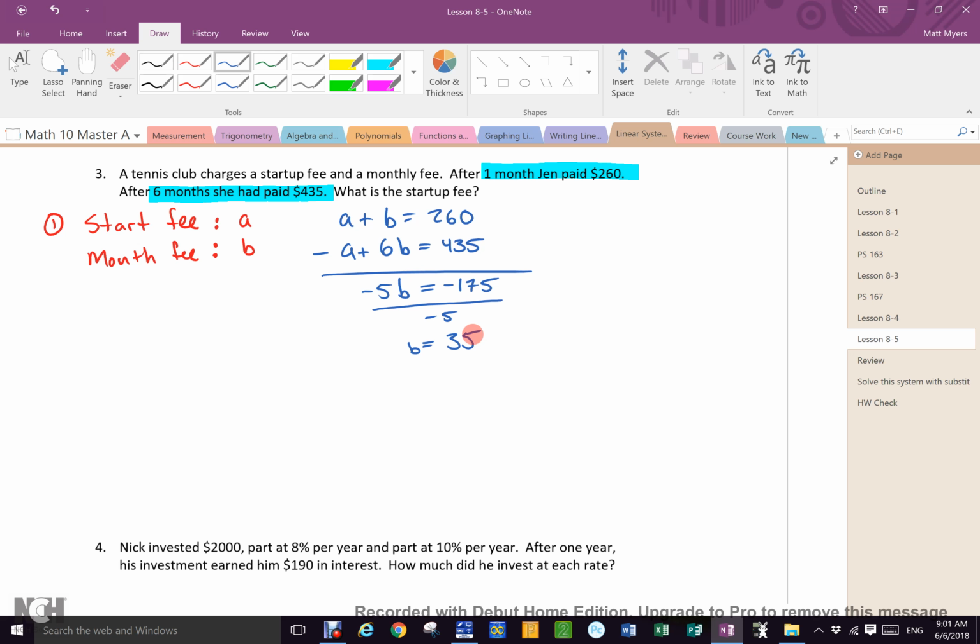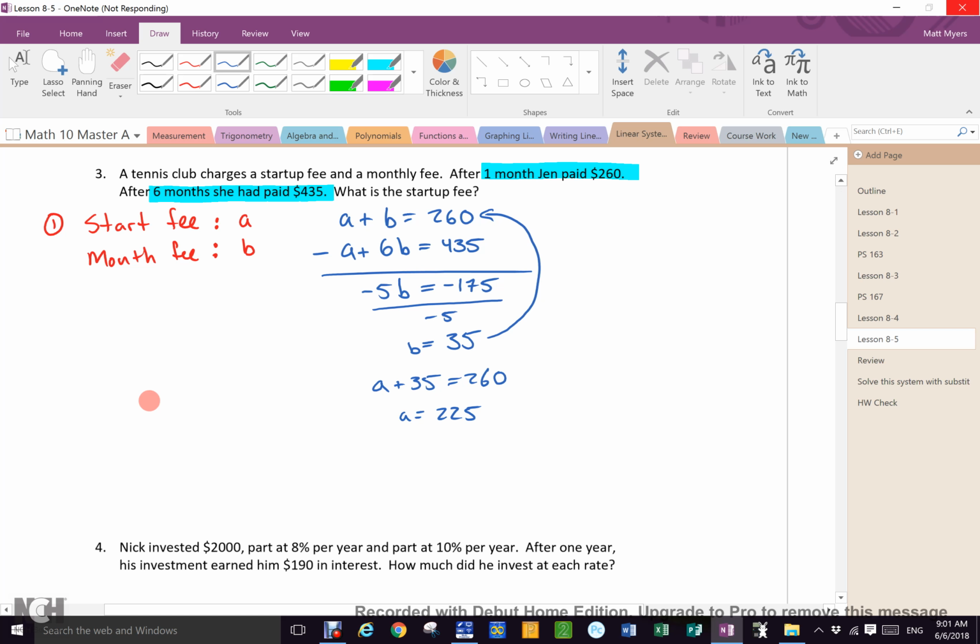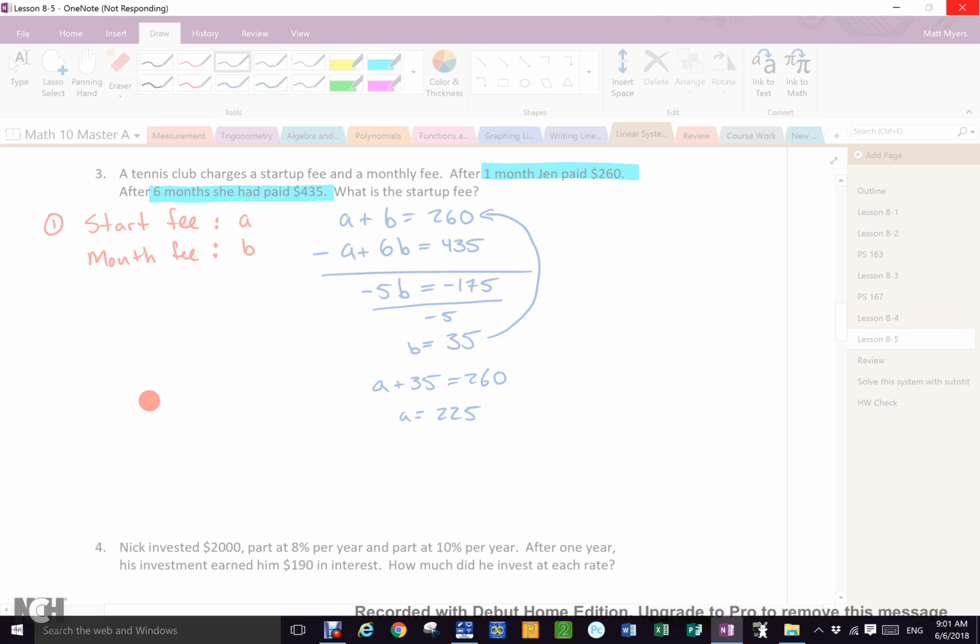So once I know B equals 35, where can I put 35? Anywhere I see a letter B. Anywhere. I'm going to put it in this one right here. A plus 35 equals 260. Solve it. A equals 225. What then is my answer? That's not an answer. 225 is a number. Answer the question. There you go. Startup fee is 225.